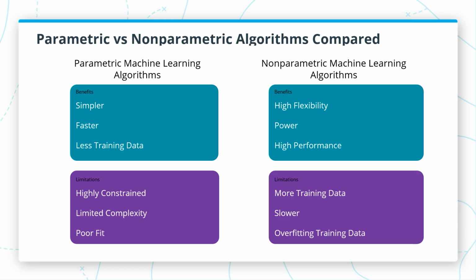Now to talk about the limitations of non-parametric machine learning algorithms: more training data is required to estimate the mapping function. They are slower to train, generally having far more parameters to train, and they risk overfitting the training data, thus making the resulting predictions harder to explain.